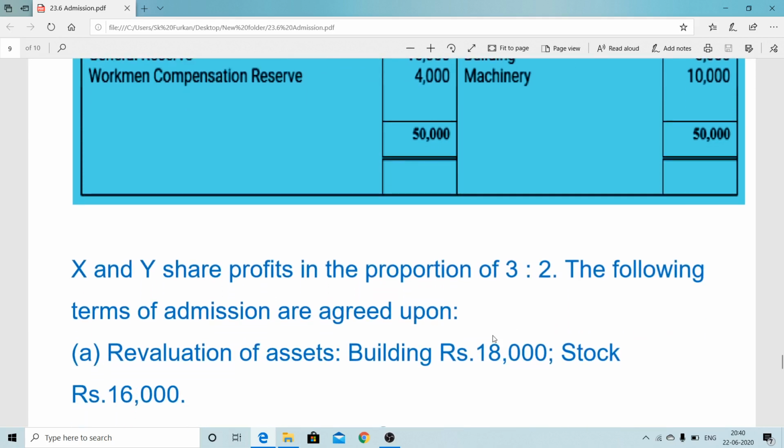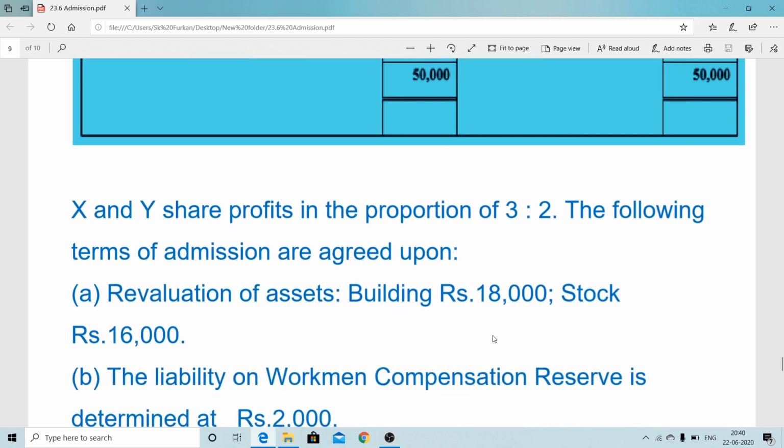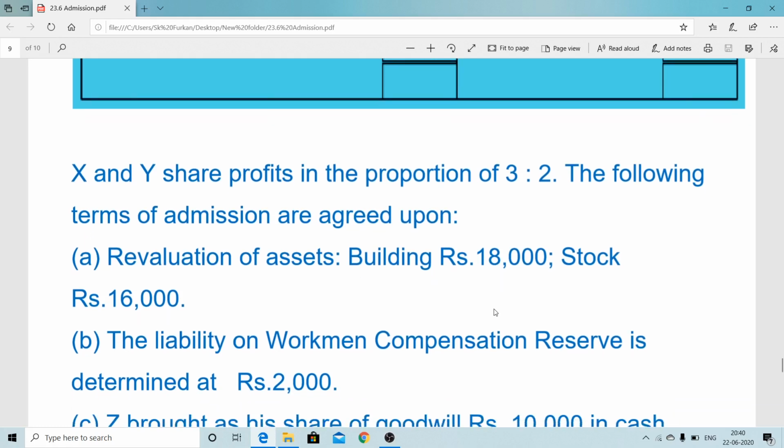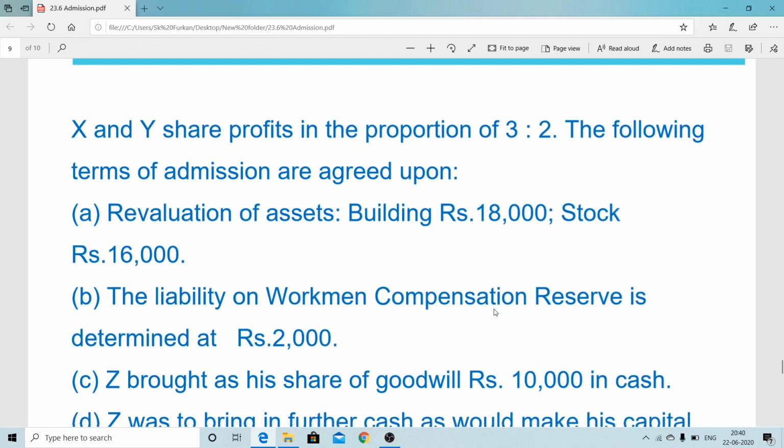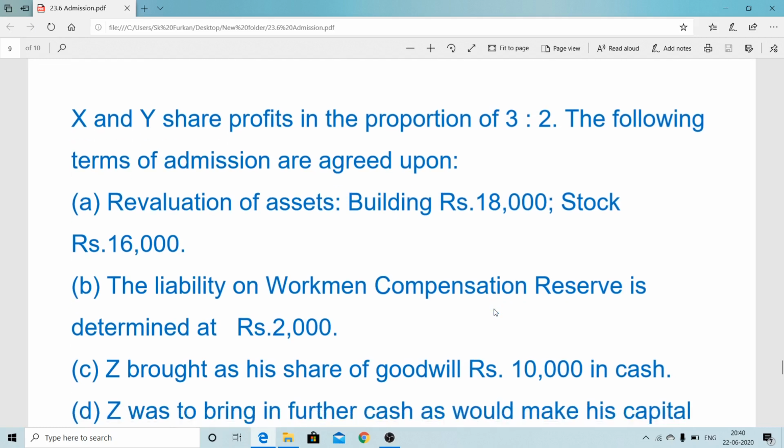Now on the date of admission, these are the terms and conditions. Some assets and liabilities values are changed. Building revalued at 18,000, stock 16,000. WCR, workman compensation reserve, is determined at 2,000. So it decreases. Earlier workman compensation reserve was 4,000, now 2,000 is required. So 2,000 you can distribute among the old partners.